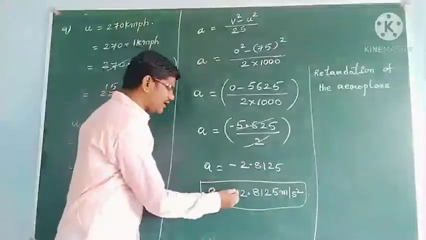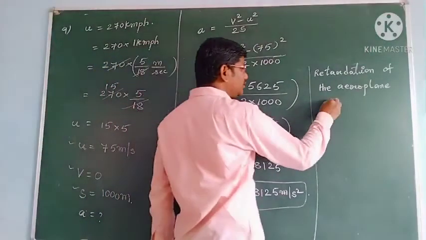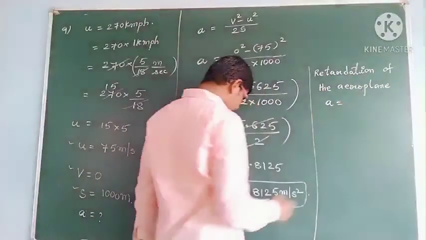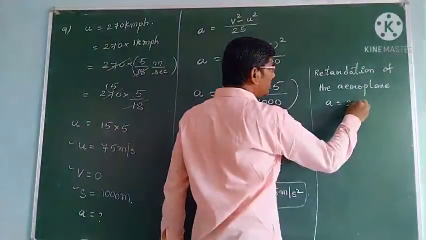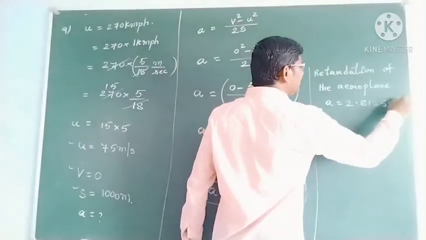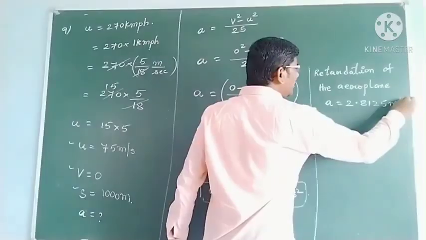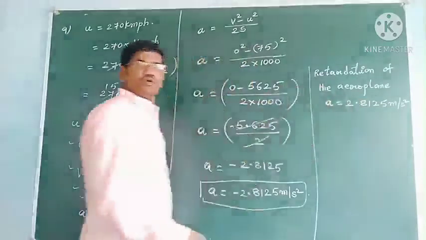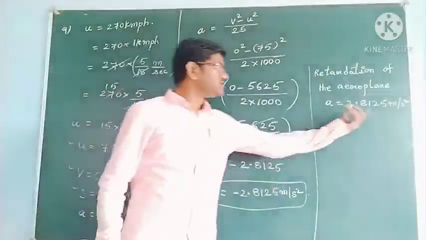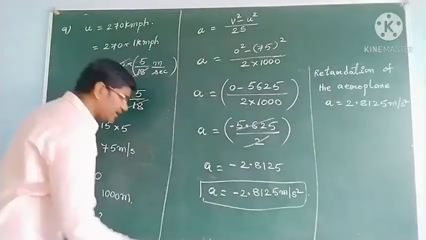Retardation means the negative sign is already there. So you just write A value is equal to 2.8125 meter per second square, because in the retardation the negative term is already there. So retardation of the aeroplane means you just write the magnitude, or if you say acceleration of the aeroplane.